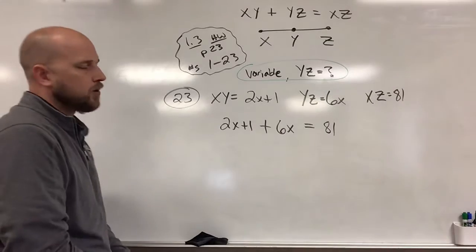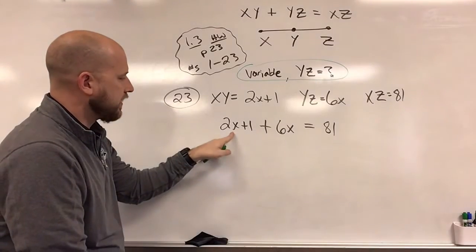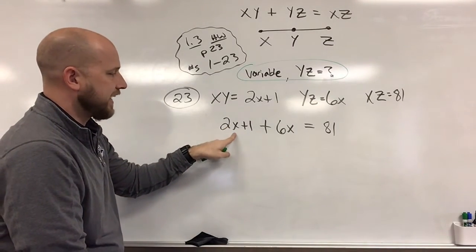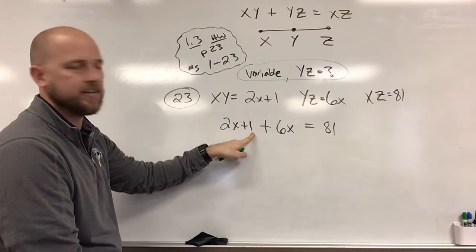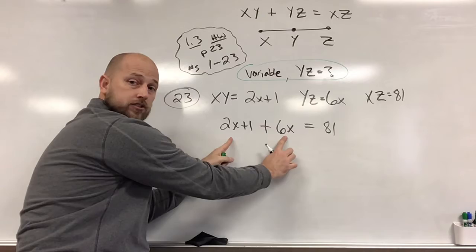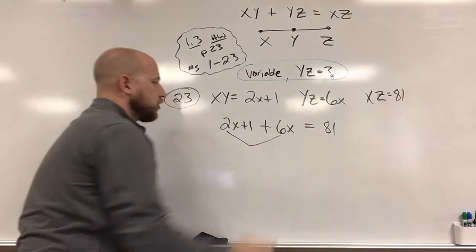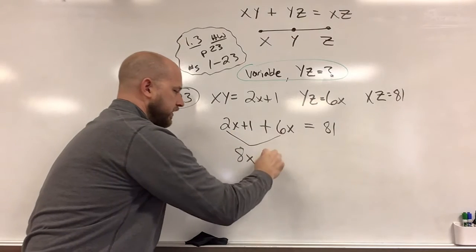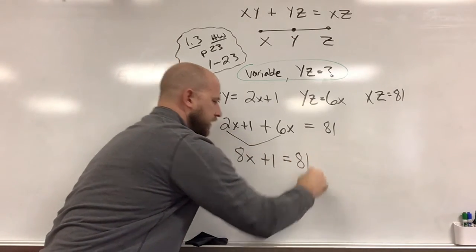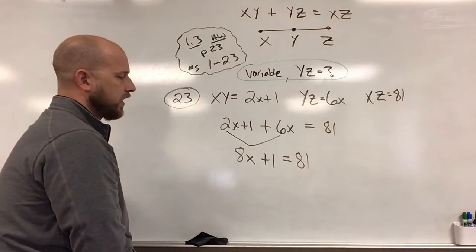Now we need to combine our like terms. This term has an x, so does this one. This is a constant, it's just a 1, so we can't do anything with that. Let's combine these two together. 2x plus 6x gives us 8x. Let's bring our plus 1 down. Equals 81.